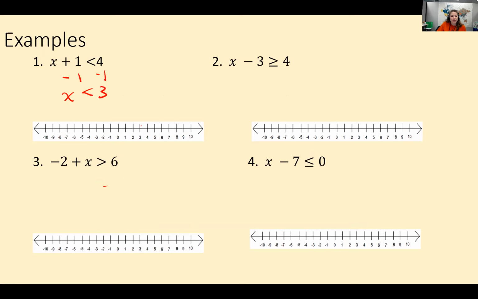So I'm going to go to 3 on my number line. It's an open circle because it's not "or equal to." And I'm going to draw an arrow going to the left, just like my inequality sign.